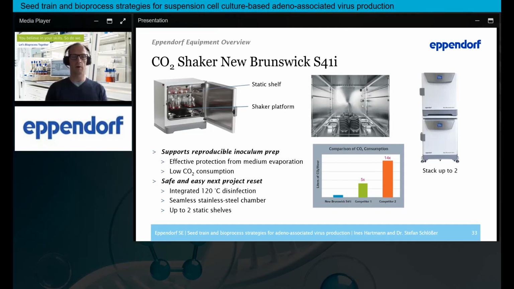So it comes with an integrated 120-degree disinfection. It's actually the only device on the market with this feature. And it also comes with a seamless stainless steel chamber, which you can see here in the middle. So it's very easy to clean, very fast. So you don't need to invest much time to clean your device because of the fanless design. Regarding the static shelf, you can also include a second one if you want to use it more like a small CO2 incubator. That's possible as well.